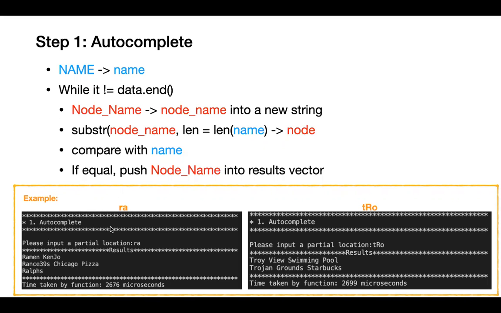So here we had two examples. If we put RA, we have Ralph, Rens, and Ramen. And if we put TRO, which is mixed case, we can still get the correct results.